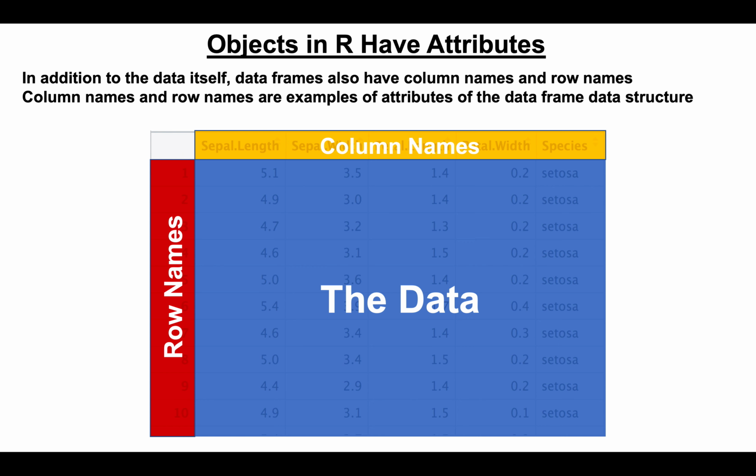Objects in R also have attributes. Attributes are something beyond the data itself that the object holds. You could think of it as metadata, or information about the data that is not the data itself. When we're talking about data frames, attributes of the data frame of this structure are, for example, column names. They aren't the data itself, but they describe what's held inside the data frame. Another example of an attribute for a data frame is the row names. Again, not the data, but part of what describes that data.